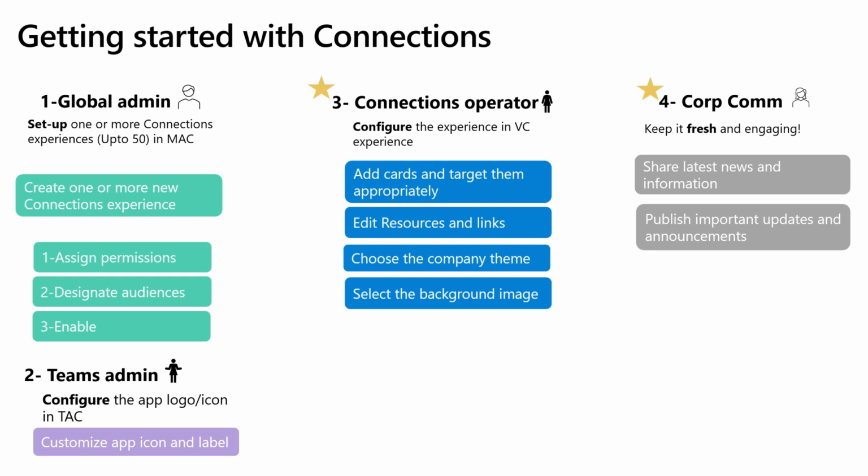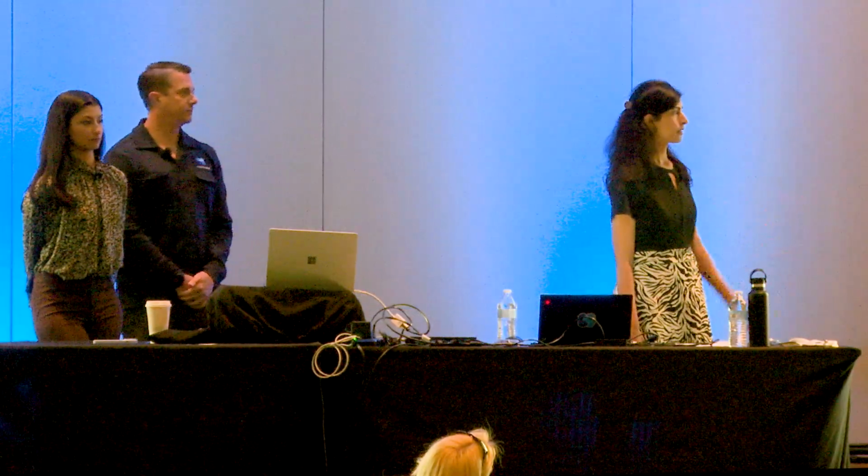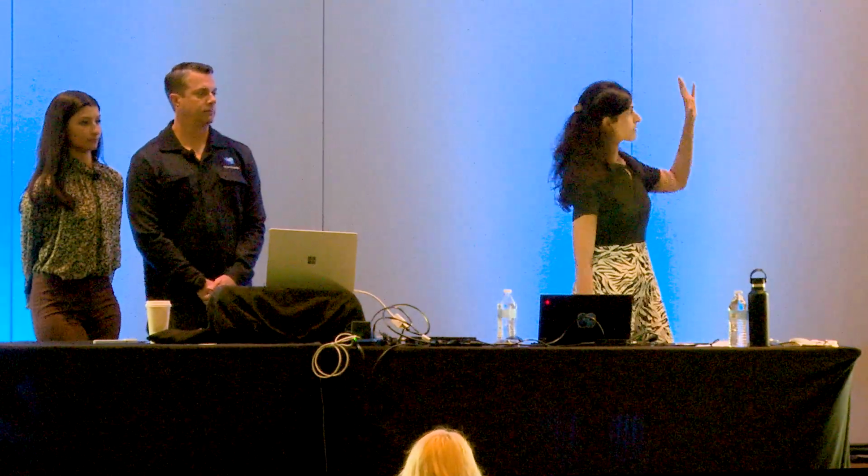So to begin with, the life cycle of Viva Connections in MAC, the global admin is responsible for creating and managing connections experiences. They are also responsible for assigning permissions to the right operators or the editors of the experience. They would be responsible for targeting the right experience to the audiences they would like. And they eventually enable the experience once they feel it's ready to go. So all the CRUD operations in our regular life, create, read, update, delete. That's the whole scenario of global admin.